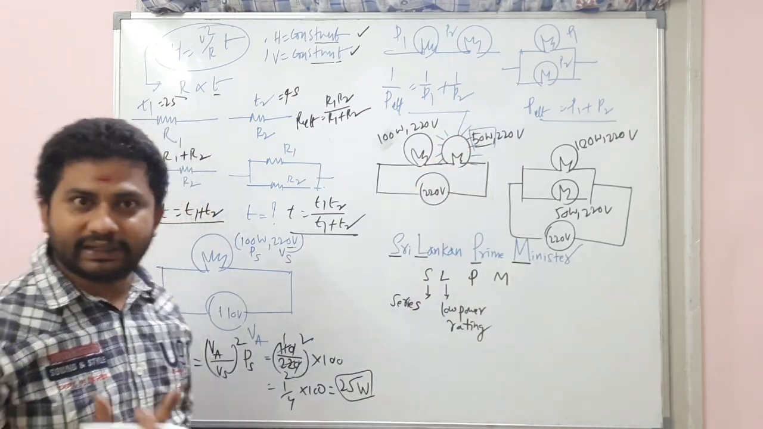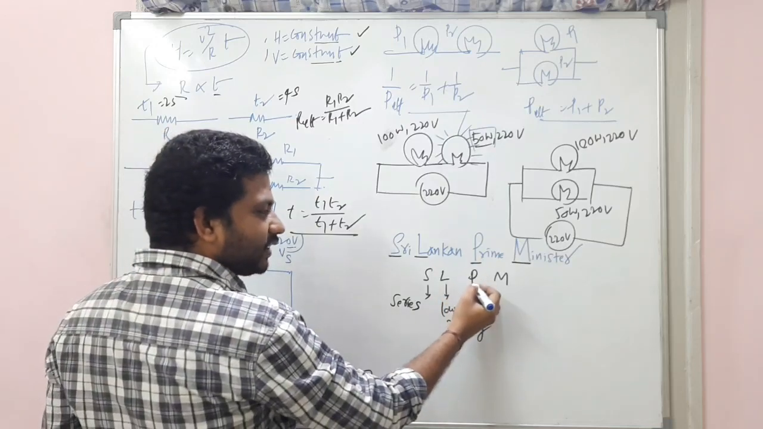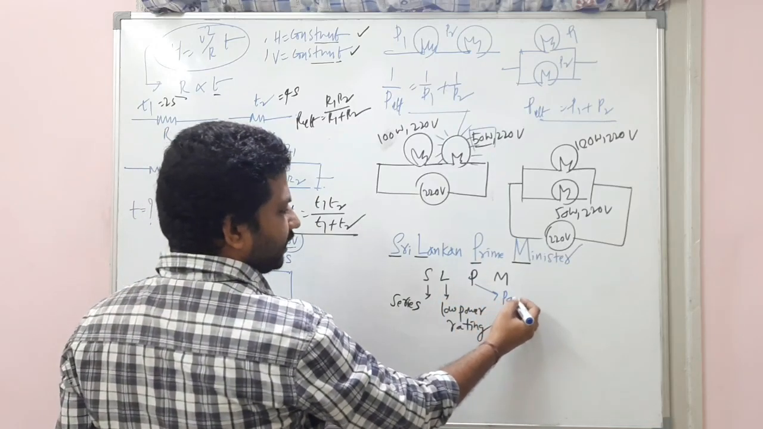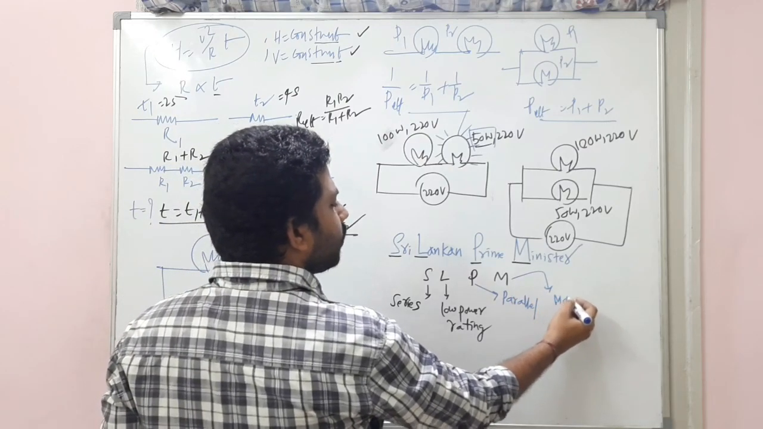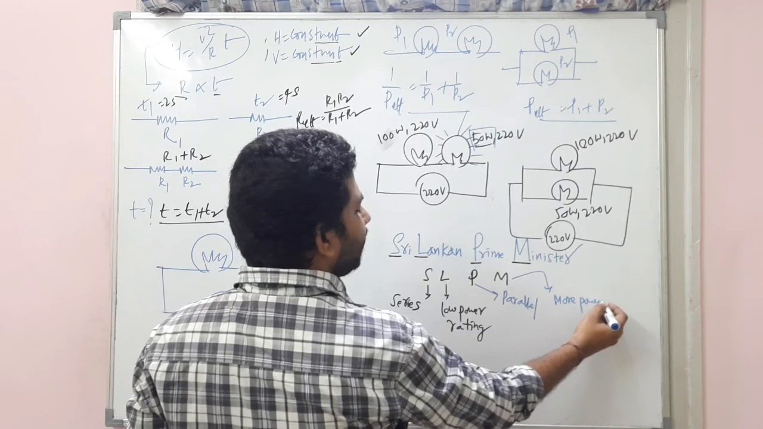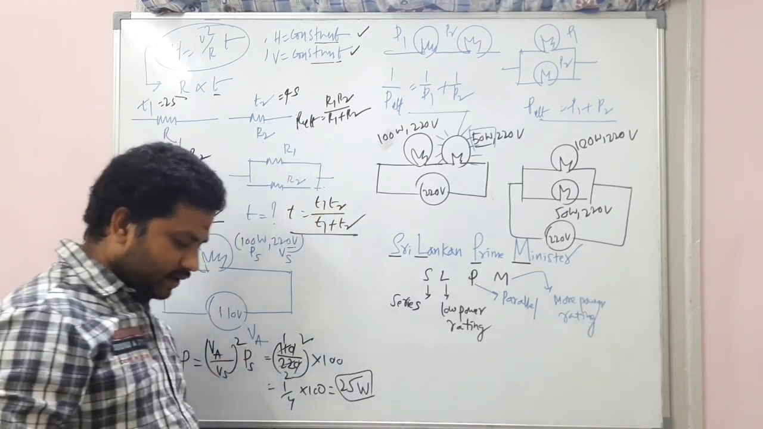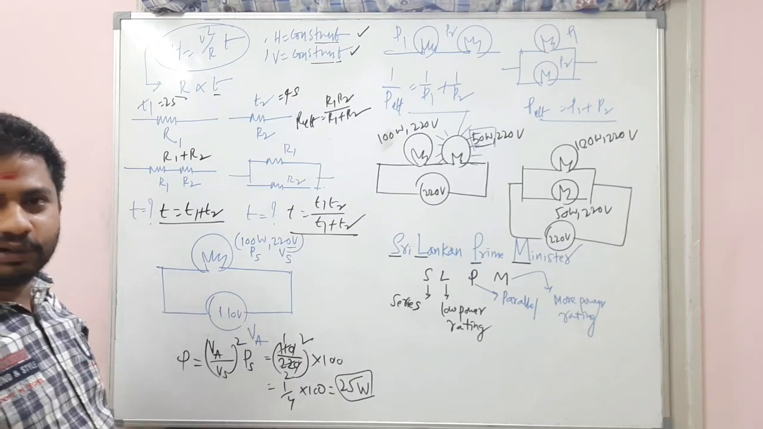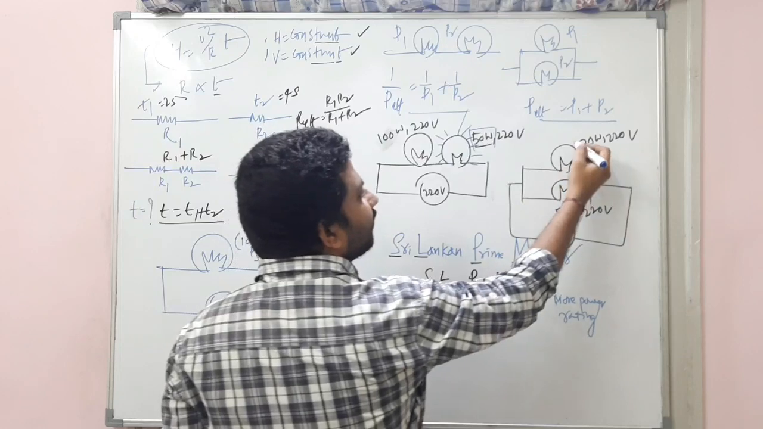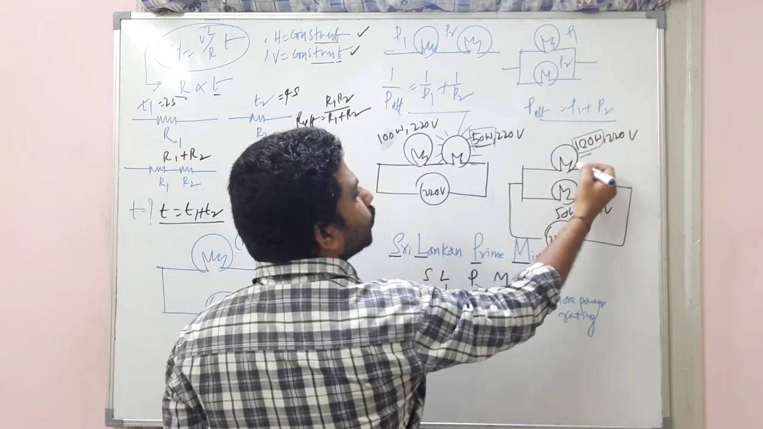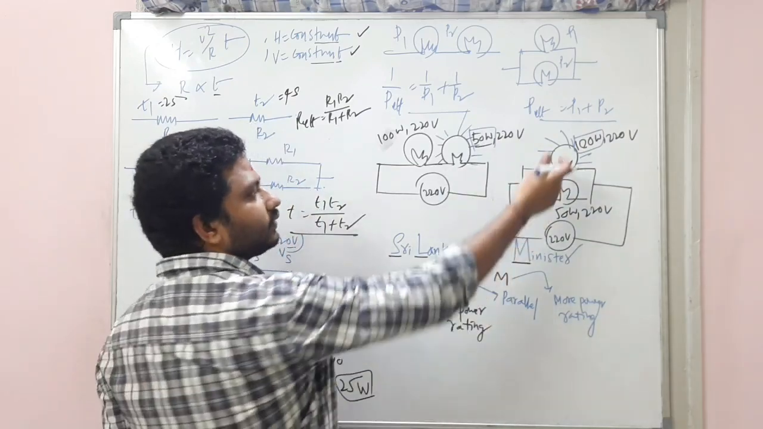Write your notes properly. Now, P stands for parallel combination. In parallel combination, M stands for more: more power rating bulb will glow brighter. Simple. In parallel combination, more power rating is where? For the 100 watt. So this will glow brighter. Right? Simple.